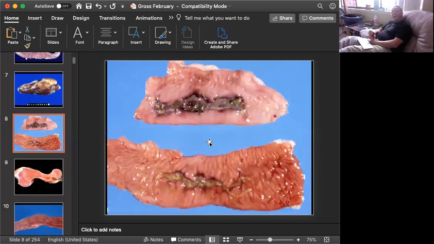Slide number 7 is tissue from an ox. Can you give me a morphologic diagnosis and 2 possible causes?